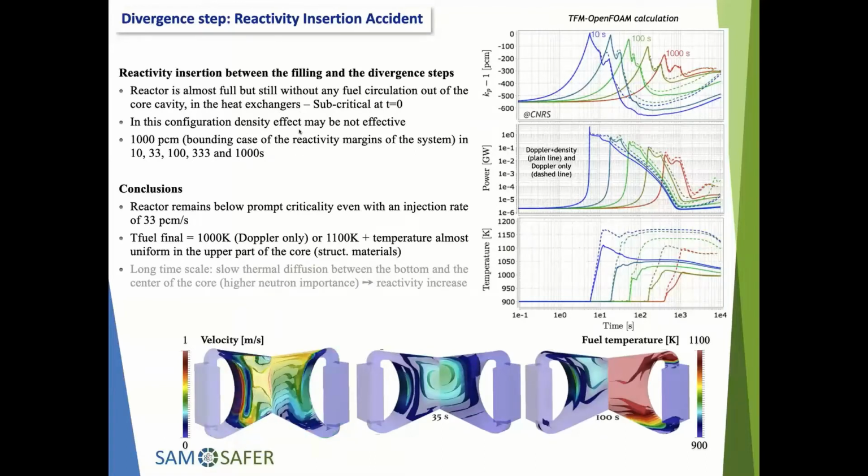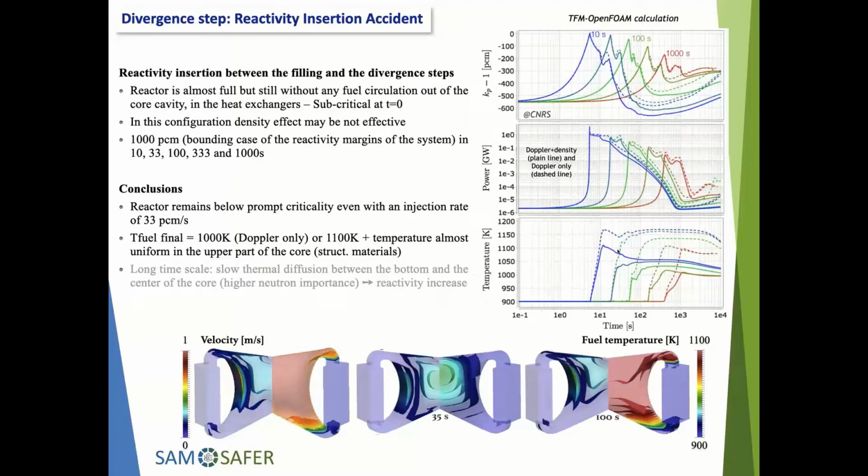So the density effect might not be effective or not completely effective, so we can assume that it's not effective at all, just to see. And we can see here different reactivity insertions for different total times, to see how important it is. Here we have the margin to prompt criticality. With the fast insertion, we can see that it's possible to reach a prompt critical state. If the reactivity insertion is slower, it's not prompt critical. We have here the power, which can be very large, something like a few gigawatts.